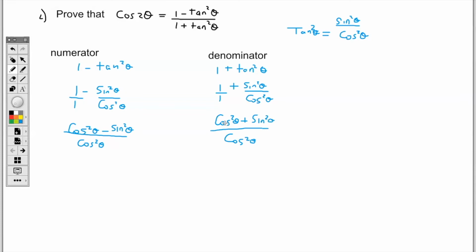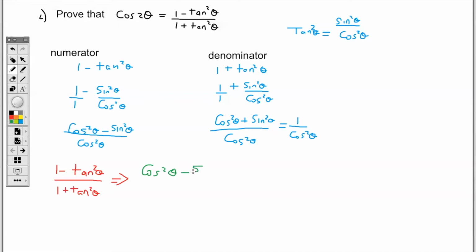Now, cos squared theta plus sine squared theta is an identity. That is the same as 1. So I have 1 over cos squared theta. Now let's join this together. Now remember, we have 1 minus tan squared theta on the right, all over 1 plus tan squared theta. That's what we have.